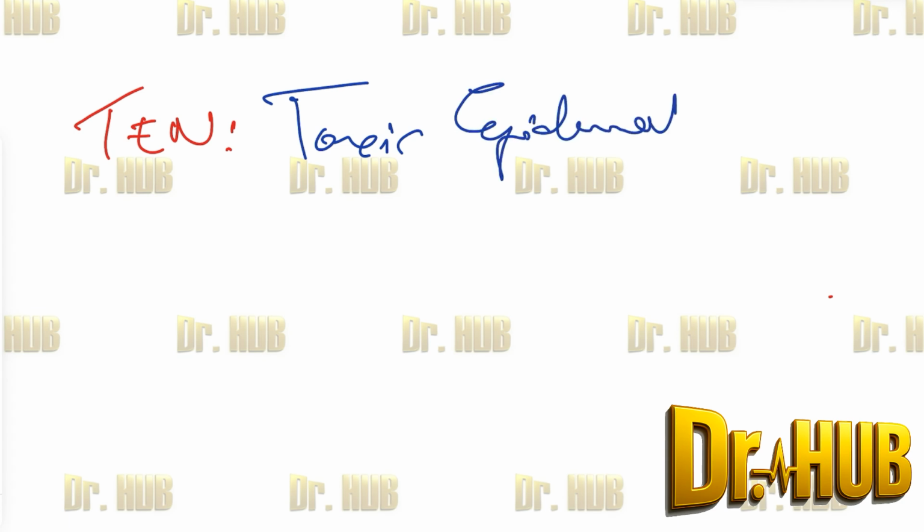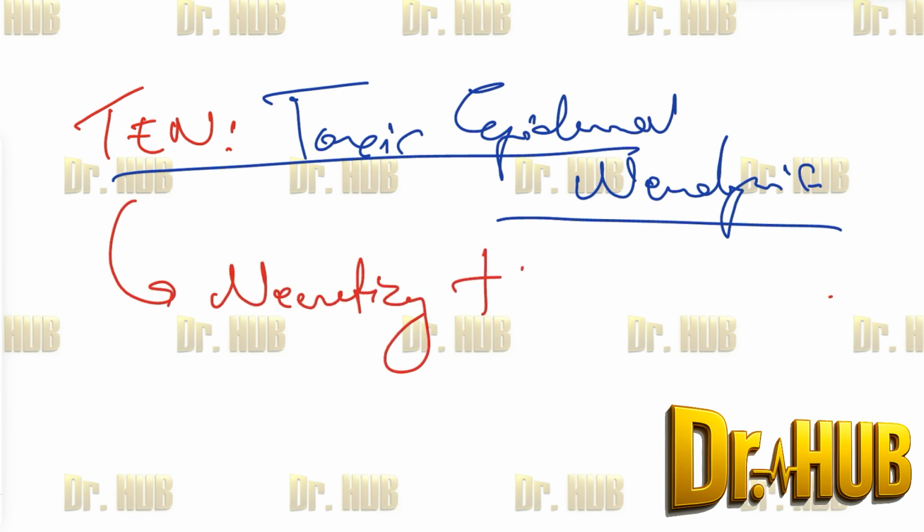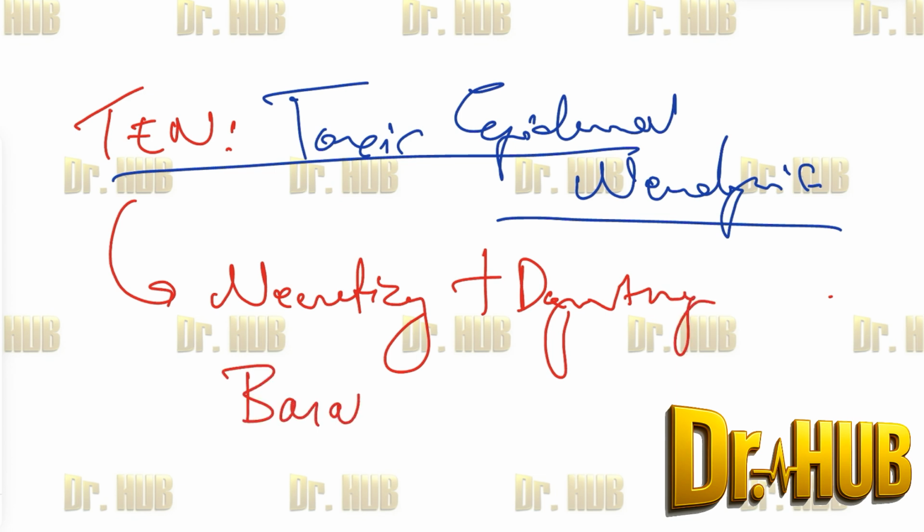Next, we move on to TEN. TEN stands for toxic epidermal necrolysis. This has necrotizing and degenerating basal cells.